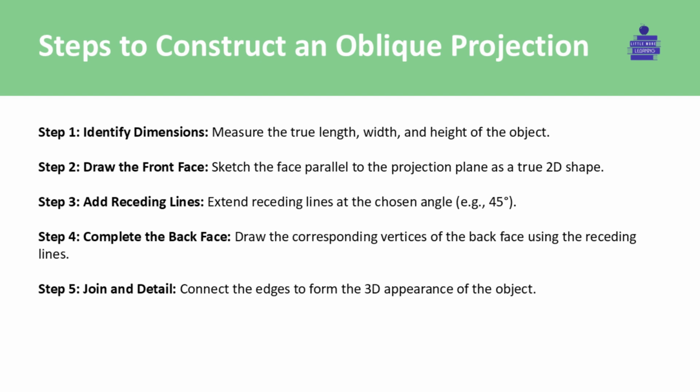Then we add our receding lines at our chosen angle, typically 45 degrees, though we can adjust this based on our needs. Think of these lines as paths that guide our eye into the depth of the drawing. As we complete the back face, we're essentially creating a framework, like building the skeleton of our drawing. Finally, we connect all our edges and add the necessary details, bringing our two-dimensional drawing to life with a three-dimensional appearance. Remember, each step is crucial. Rushing through any part is like trying to build a house without a proper foundation.